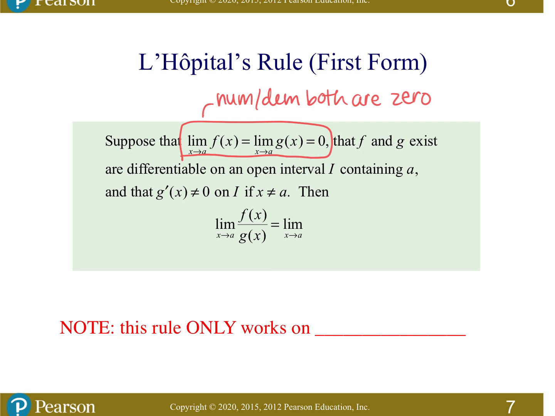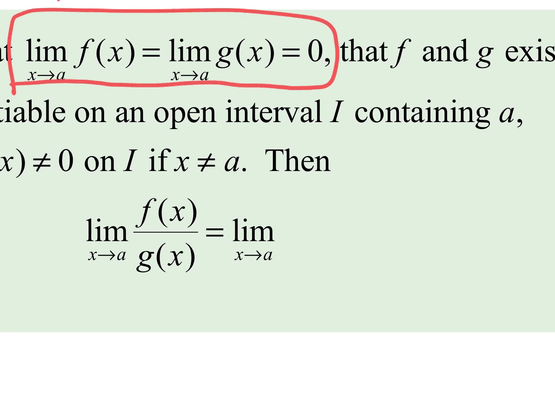He was able to discover that the limit could be replaced with the derivatives. If the numerator and the denominator both turned out to have a limit value of 0, he discovered that you could replace the numerator and the denominator with the derivatives and end up with the correct value for the limit.